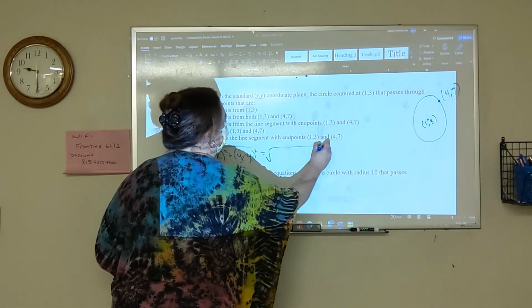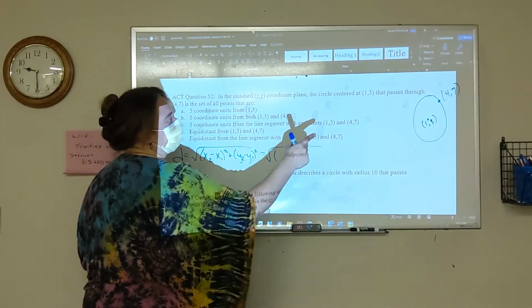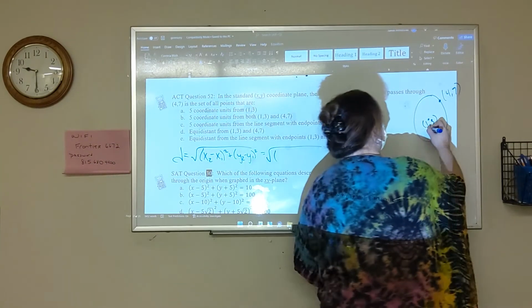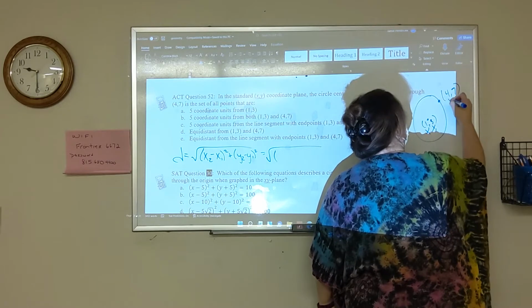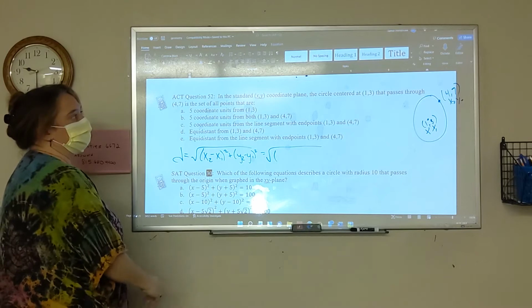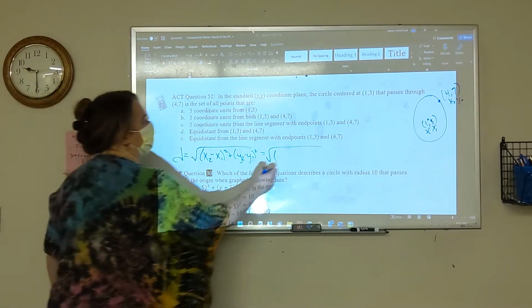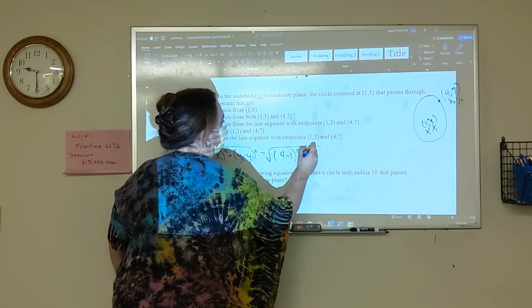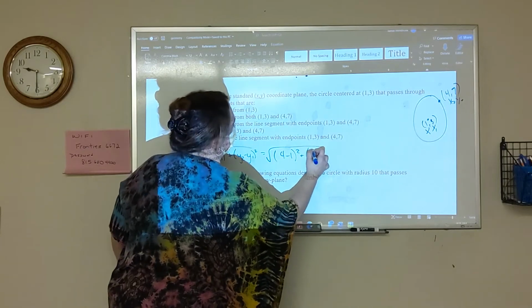Okay, so square root of x2 minus x1. So I'm going to call this x1, y1, and x2, y2. So x2 minus x1 is going to be 4 minus 1 squared, and then we got 7 minus 3 squared.